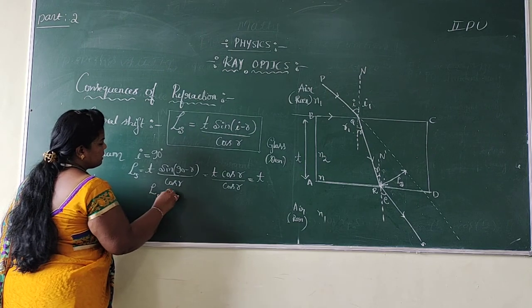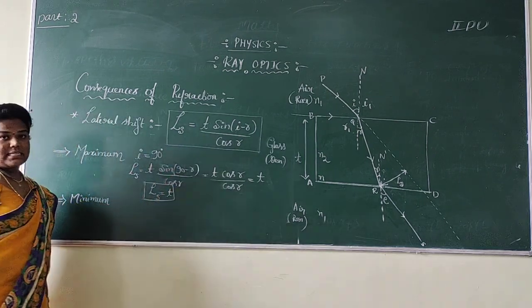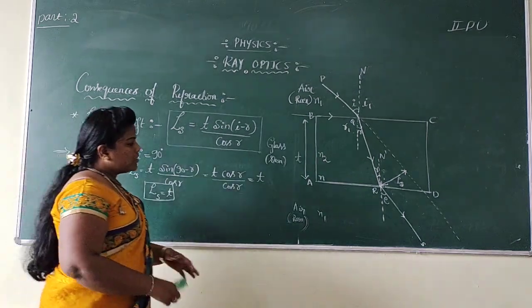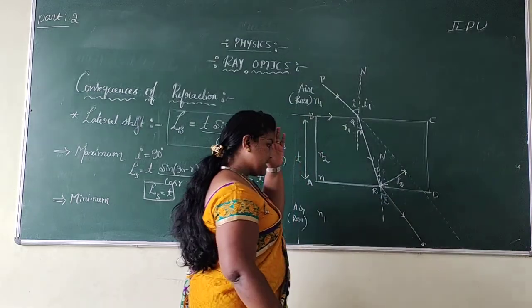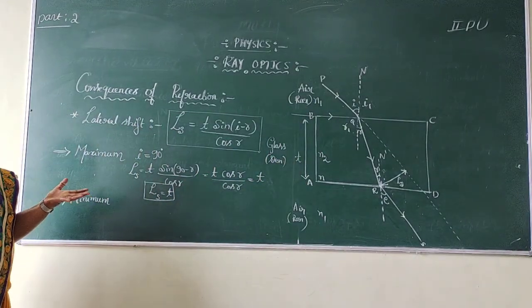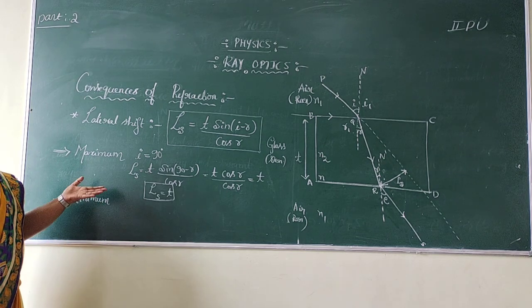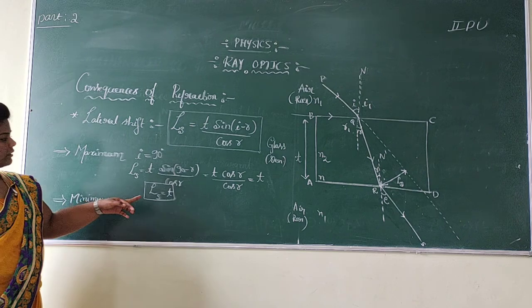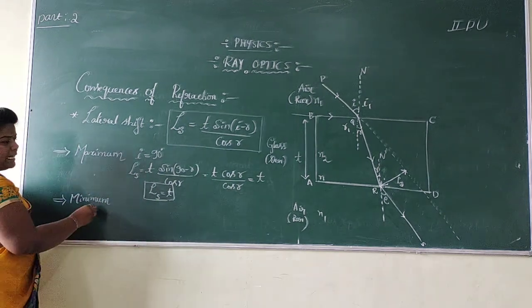So Ls, the lateral shift, is equal to the thickness of the glass slab. You can observe that the lateral shift is this perpendicular distance, and this perpendicular distance is exactly equal to the thickness. It means the emergent ray is going to cover the thickness of the glass slab. Right. Now the minimum case.